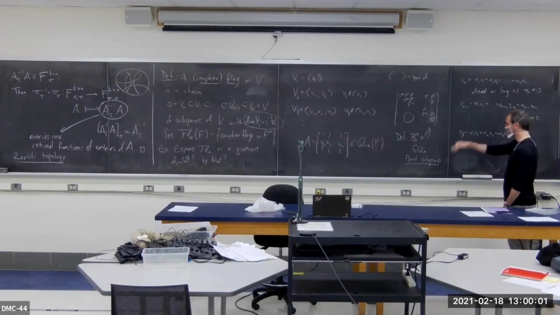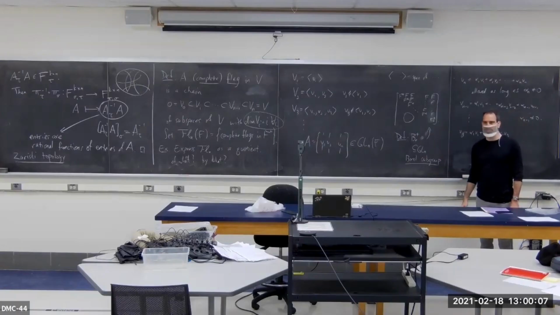There's also a lower Borel subgroup, which would be Bn minus. But it turns out that there are other subgroups of these things. All the conjugates of these things are called Borel subgroups.